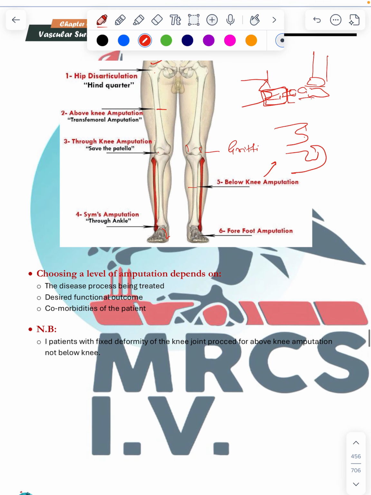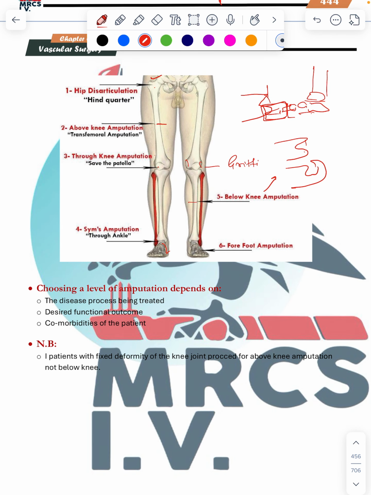Choosing the level of amputation. Which level will you choose? Disease process being treated, desired function. Whether you are able to treat the disease process. Where is the blockage of the vessel, and distal to that you have to do it. And the second thing is function has to be there. So if you do a below knee amputation, the stump has to be such that the person should be able to stand.